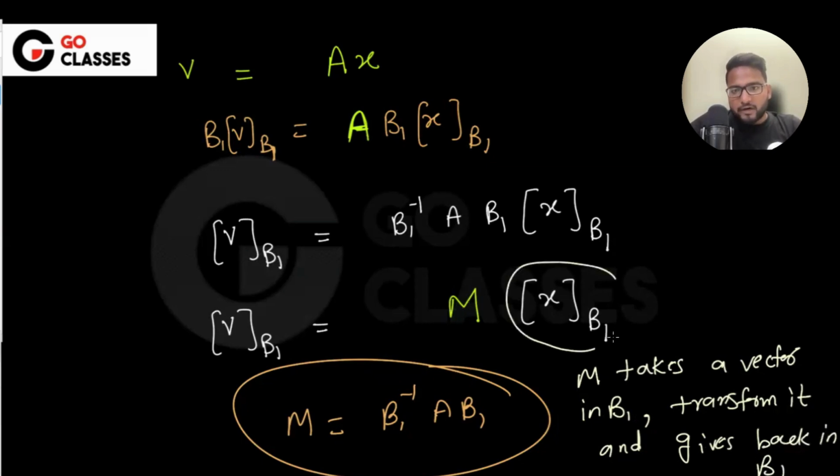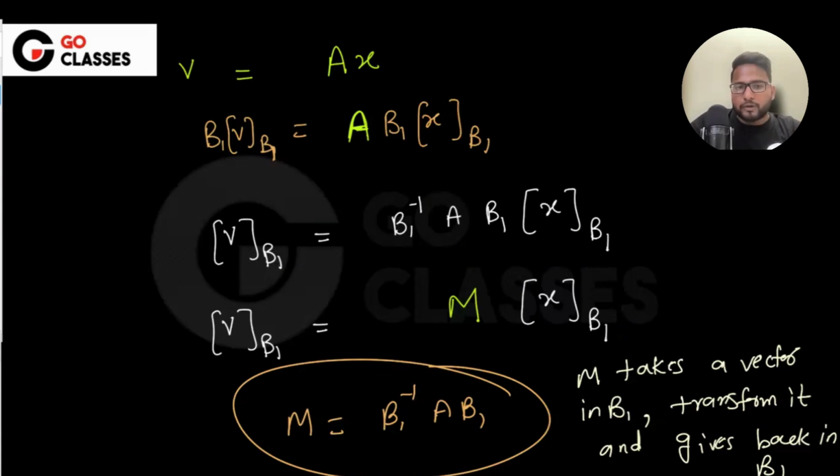So it takes a vector in B1, and also does the transformation. It is not just a change of basis. It is also doing the transformation, and it is giving you a vector in B1 itself. If the transformation is identical, or you can say, the identity matrix, then it will be something like change of basis if this is B1 and B2. Okay, I will talk about it later on, but that's fine.